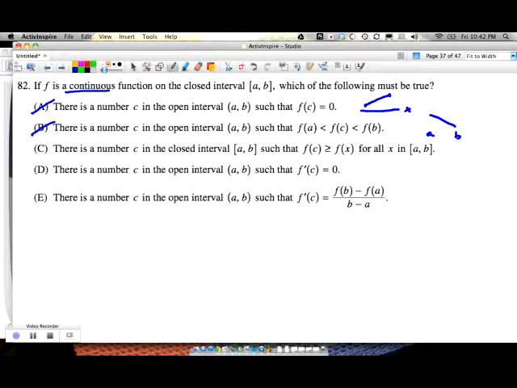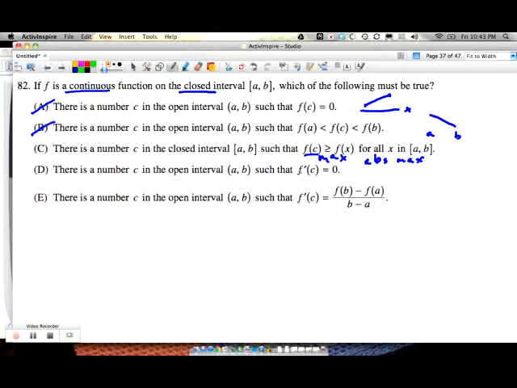C: there's a number c in the closed interval such that f of c is greater than or equal to f of x for all x in [a, b]. That's saying that there is a maximum value, the highest value in all x in the closed interval a to b, and that c is in the closed interval, either a or b, that there's some absolute max. Well, if we know that the function is continuous on the closed interval, that's actually probably true. I'm inclined to say that that one's true, but let's double check and see if we can find the other stuff.